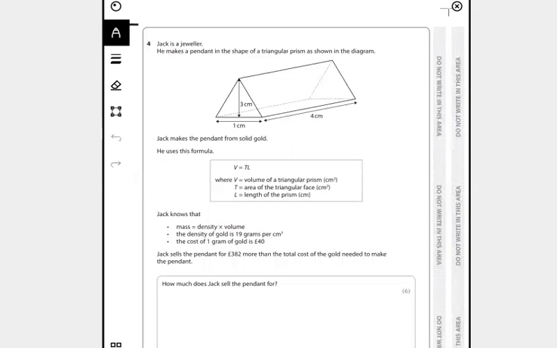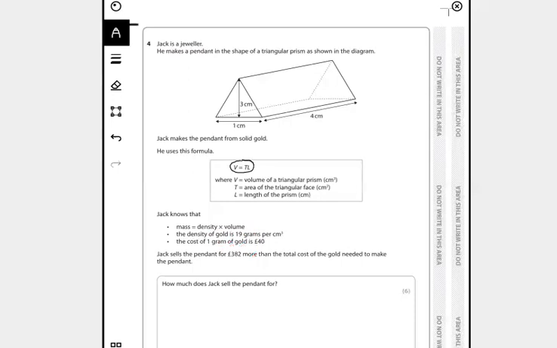Okay, so what are we talking about here? Jack is a jeweler. He makes a pendant in the shape of a triangular prism as shown in the diagram. He makes the pendant from solid gold. He uses the formula volume equals area of triangular face times length of the prism. Jack knows that mass is equal to density times volume. The density of gold is 19 grams per cm cube. The cost of 1 gram of gold is 40 pounds.